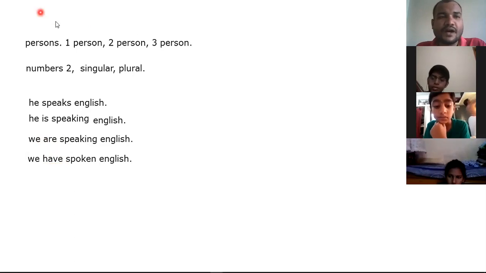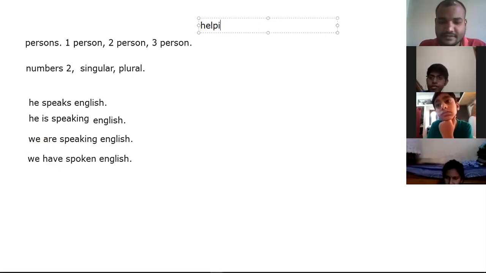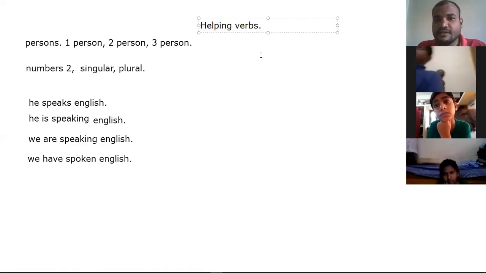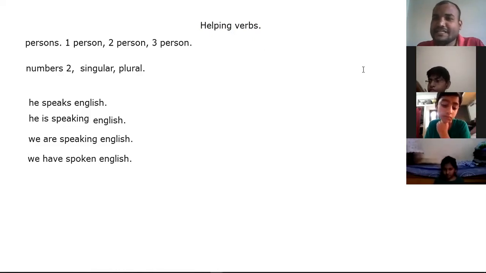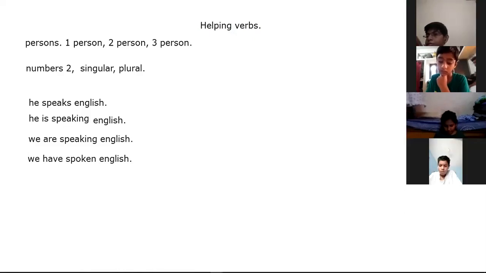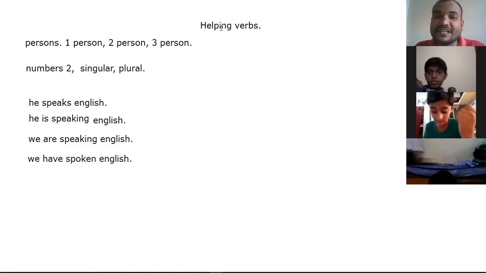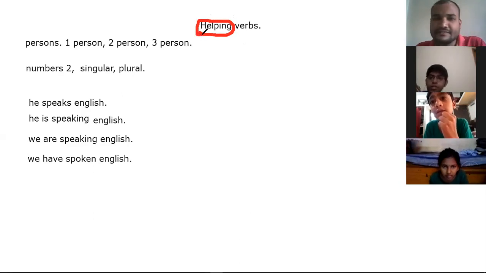So today we are going to talk about a topic called helping verbs. What is meant by helping verbs? Observe the word helping, help. What does it mean, helping? What's the meaning of helping?